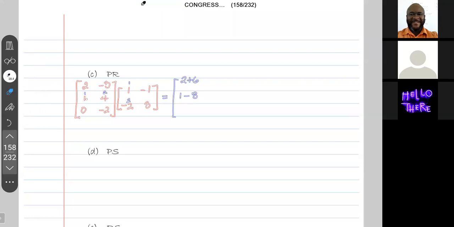I'm going to multiply now the bottom row by the same left column. First by first, second by second. So 0 times 1 is 0. Minus 2 times minus 2 is positive 4. I just multiply the left column by every single row on the left. Now I'm going to multiply the right column by the same 3 rows.